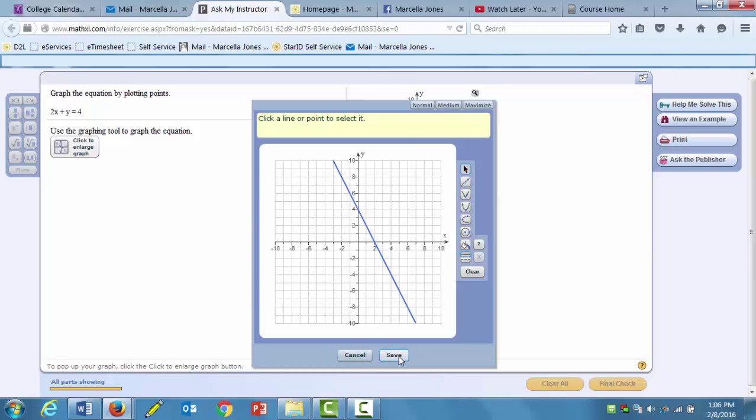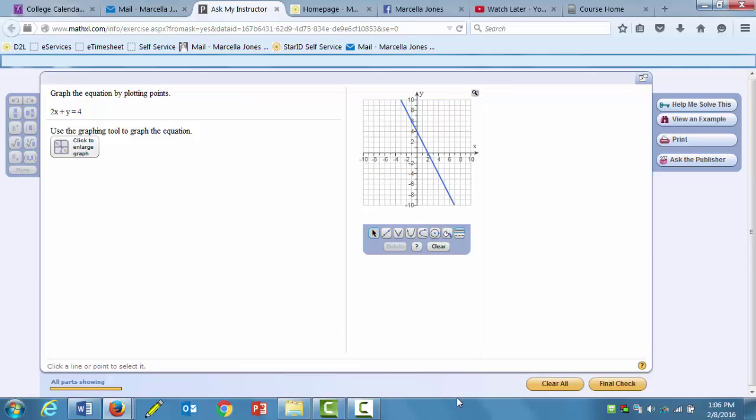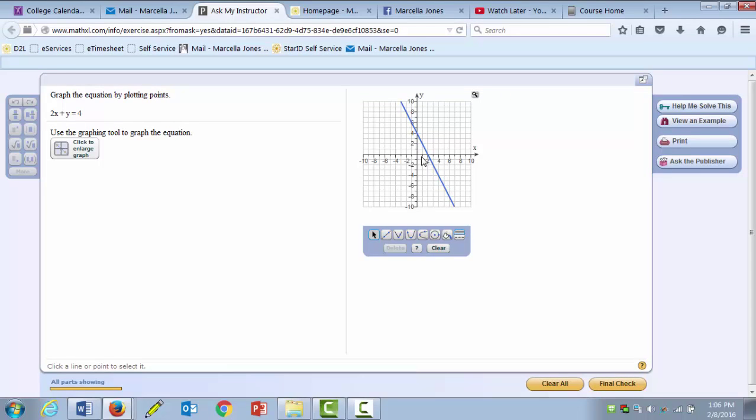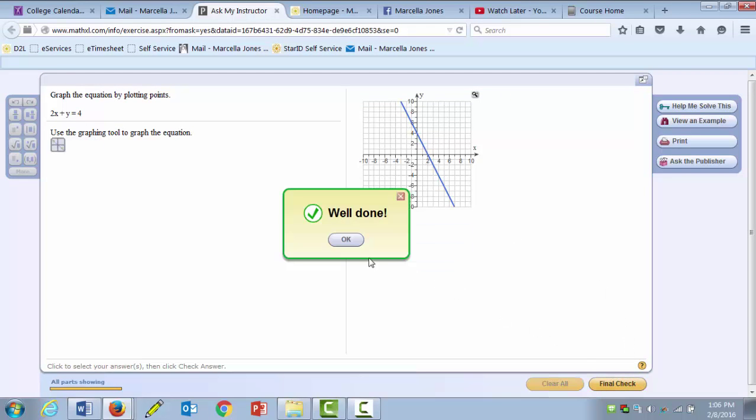I'm going to save this. And notice that's slightly different from the line you had. You did not have this point (1, 2). So when we do our final check, we've done well.